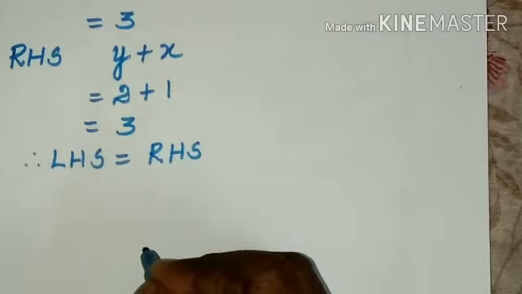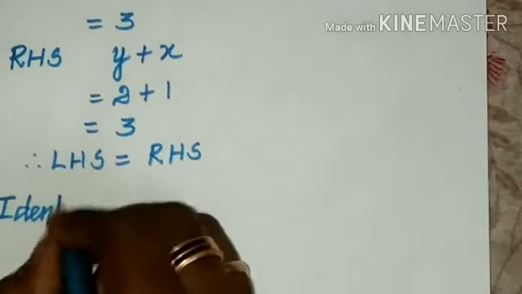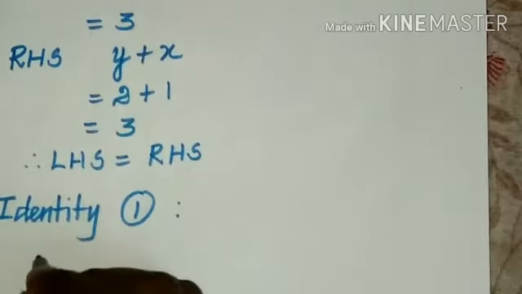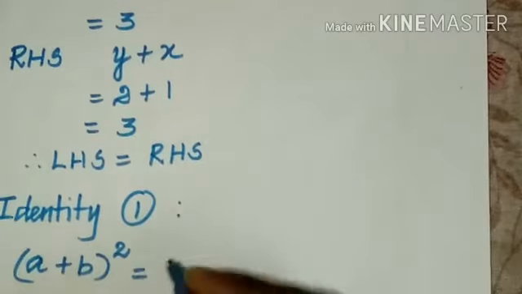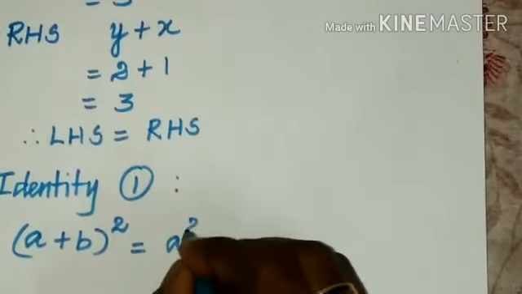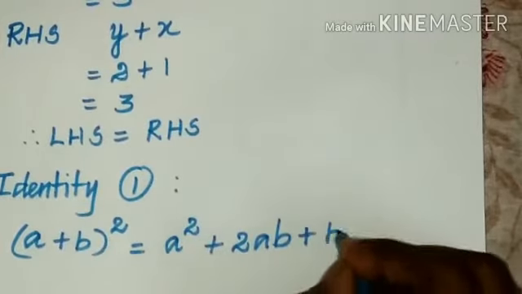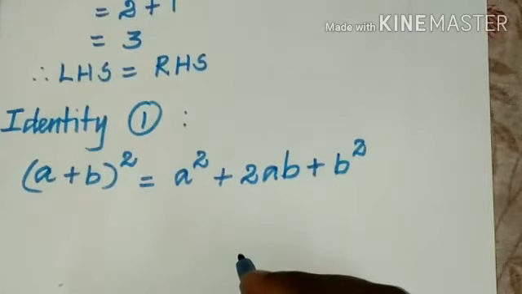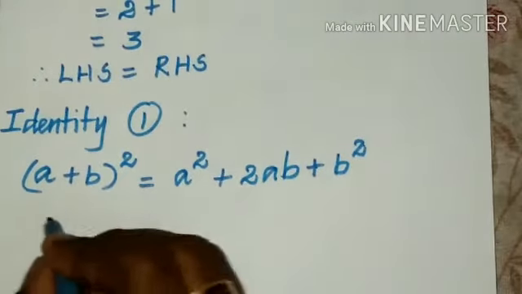Now come to the first identity. So a plus b the whole square is equal to a square plus 2ab plus b square. This means that no matter what values we substitute for a and b, this equation will always be satisfied. Now we have to prove this identity.